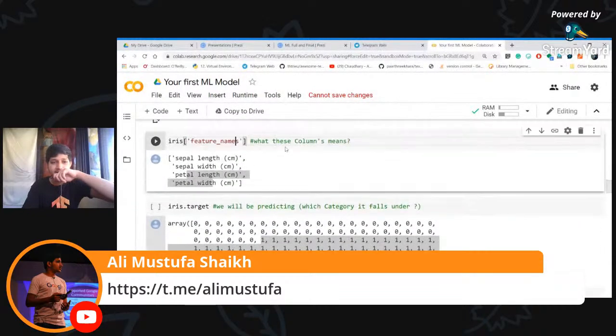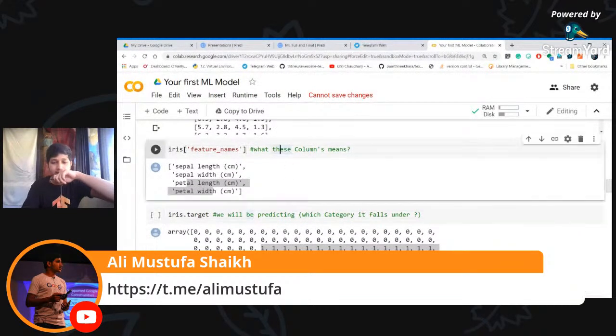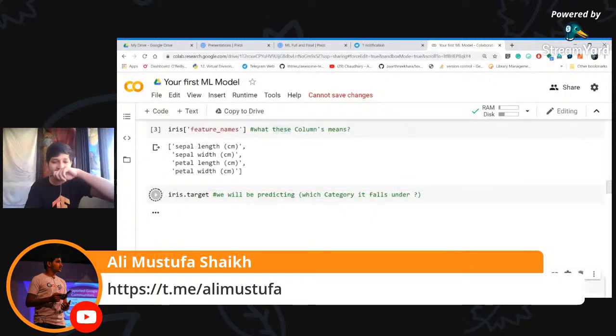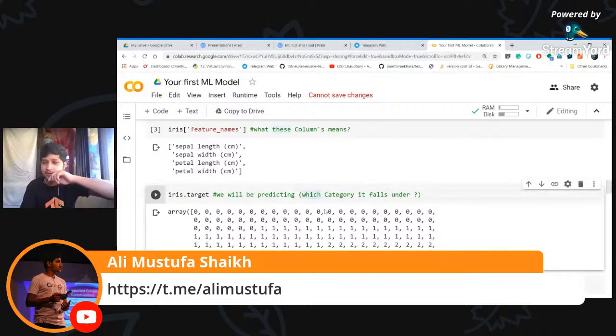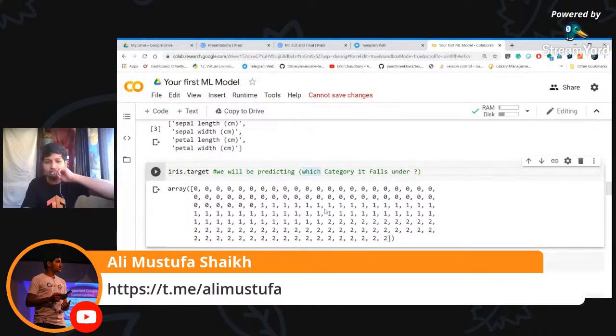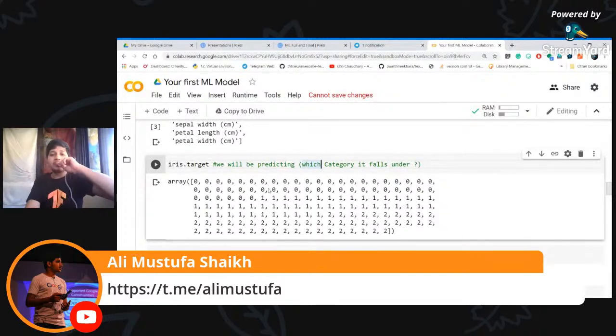Now let's run this, and let's run the target. So we will see 0, 1, 2. Why have we converted it to 0, 1 and 2? Why have we not kept them as versicolor, virginica or setosa? Why is it so? Can anyone tell me? Why do we need to mention it as 0, 1, 2? Why can't I just write the text or the class name?